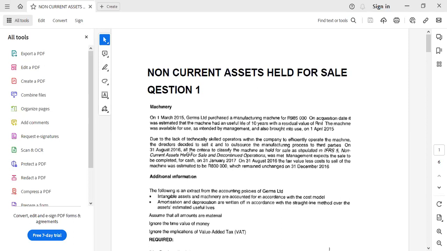When a decision has been made to sell an asset, according to IFRS 5, from that moment that asset should no longer be considered to be in its original category. That means if it was PPE, we have to remove it from PPE and transfer it to non-current assets held for sale. If it was investment property, it has to be transferred from investment property to non-current assets held for sale. Whatever category it was, we transfer it to non-current assets held for sale.